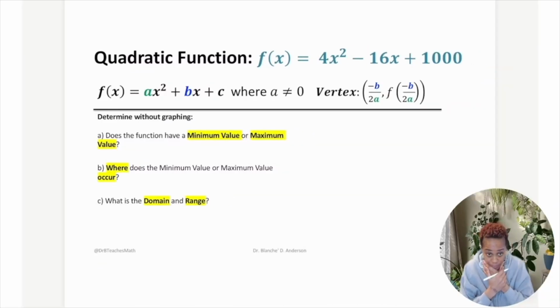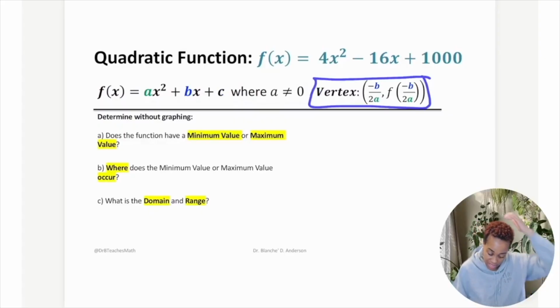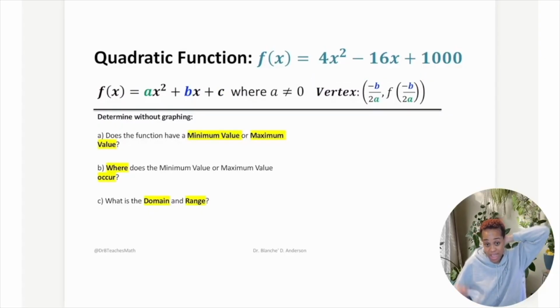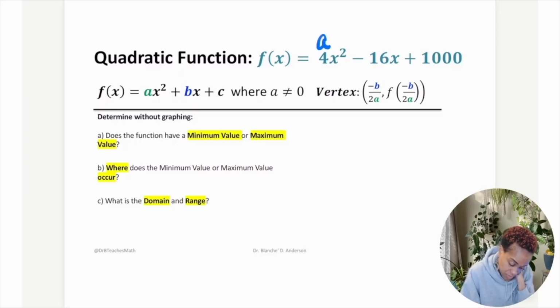Let's look at this one without graphing. Okay, without graphing, and it's in this quadratic form. So we know that a cannot be equal to 0, but we can find the vertex here. Now, does the graph open up or open down? Good. That's our A, right? So this is our A, this is our B, and this is our C.